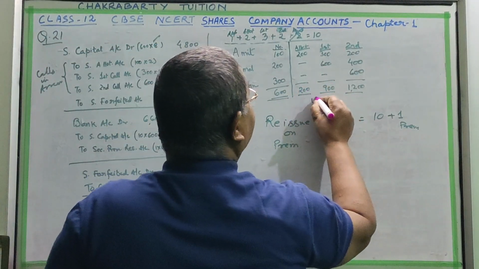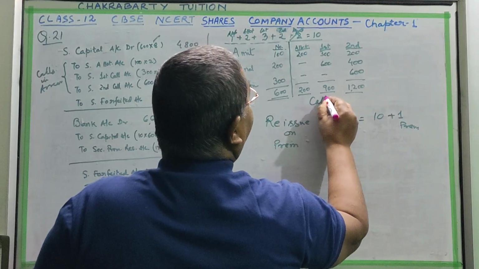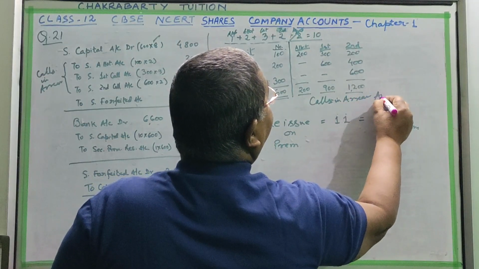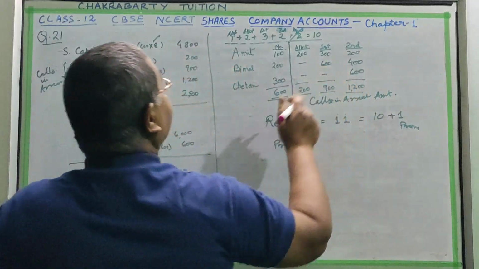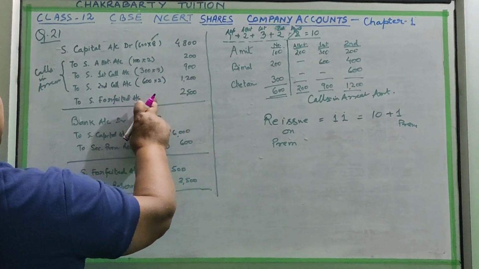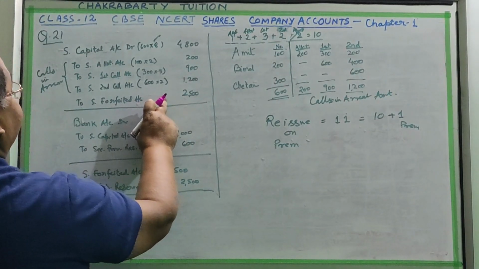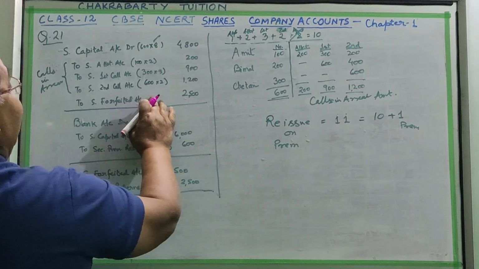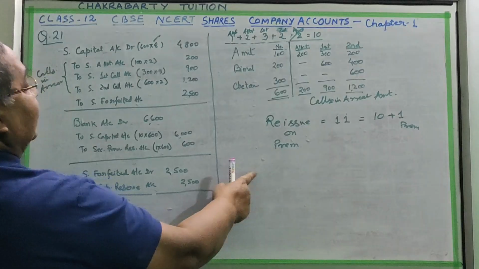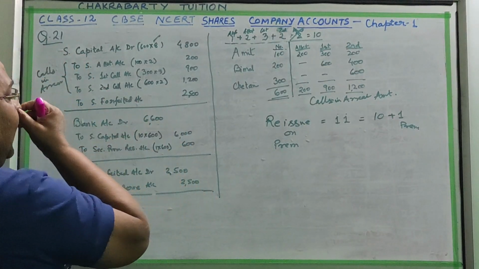These are unpaid calls in arrears. This is the calculation for the calls in arrears amount. Now, if you take the difference, it is the actual cash received. That cash received will go to the share forfeiture account. It is the difference figure we have put. By calculation also we can reach 2,500, but here we have taken the difference figure.